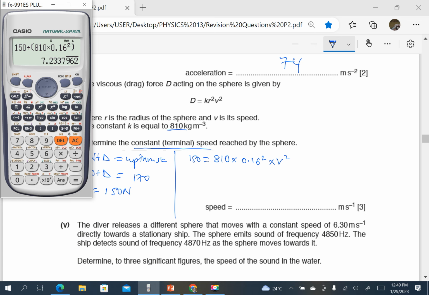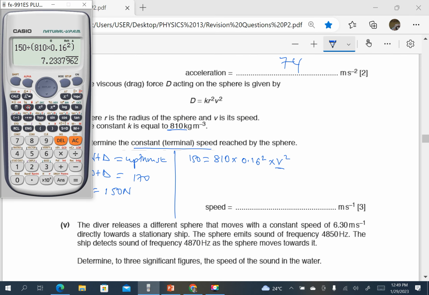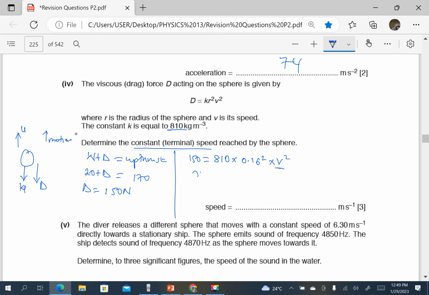Then I have again to find the square root. So I'll get the square root of the answer, which is 2.69. So v is equal to 2.69, or approximately 2.7.